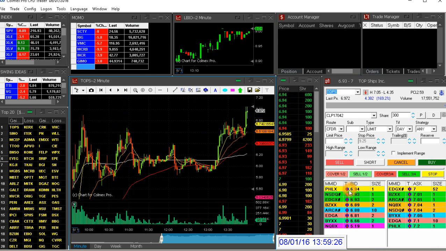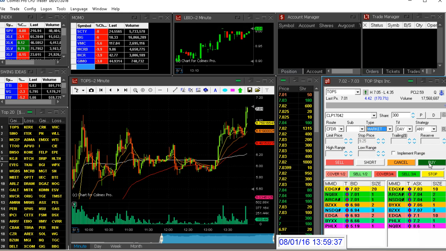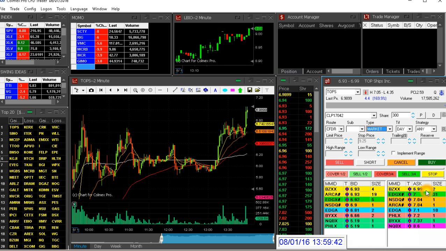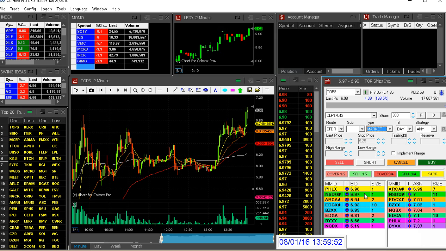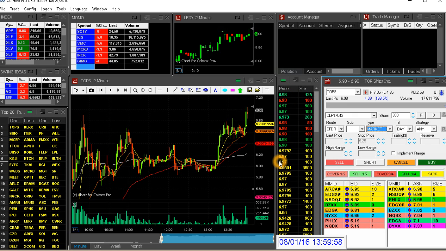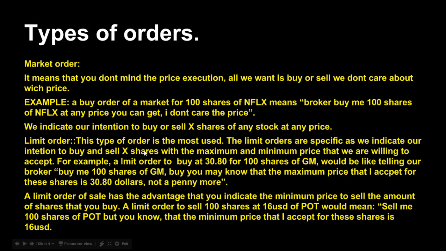So if we watch right here the bid and ask, if you put a market order in at the exact time that you press the button right here, this stock is going to buy you in between these two prices. Okay, it doesn't matter, but you will get in right now maybe at 6.98 or 99. Okay, and it's going to print in the time and sales. That's really important. So let's go back to the presentation.